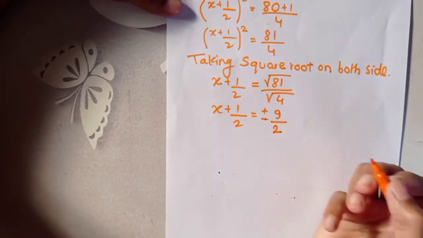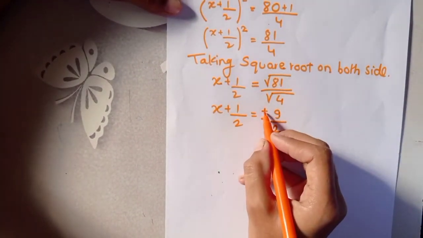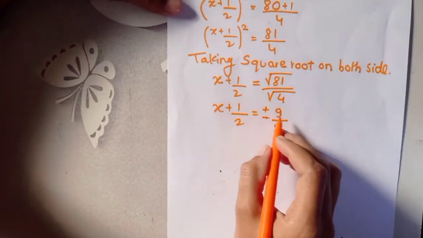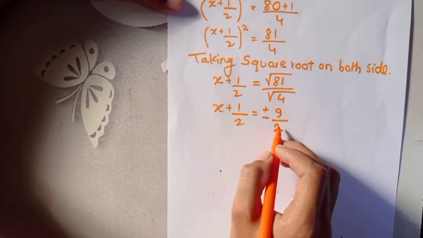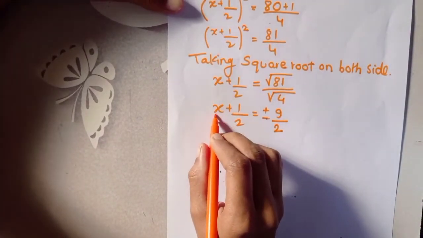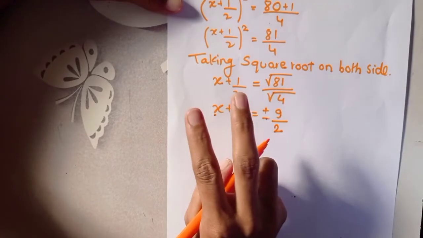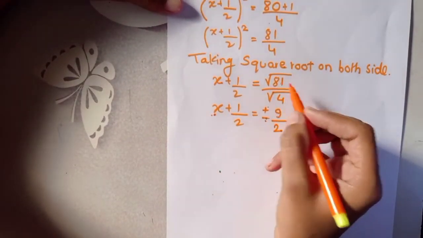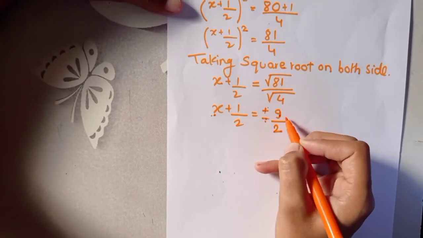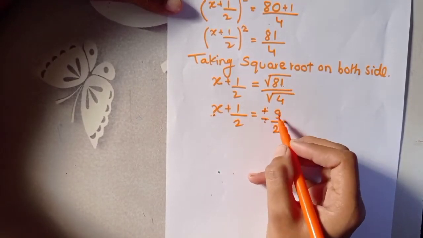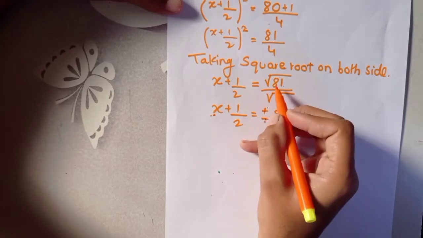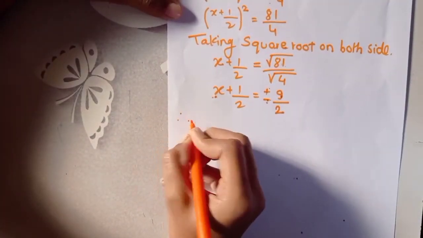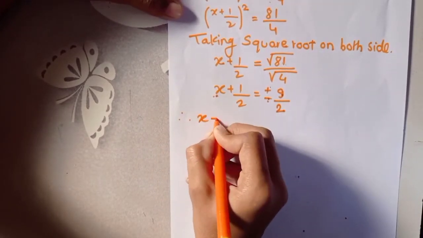Here plus or minus. Why is it this way? Some students will write only plus 9 by 2. But every quadratic equation has two roots. Therefore plus or minus, because plus 9 into plus 9 is 81, and minus 9 into minus 9 is 81. In this way, now we can separate this equation.